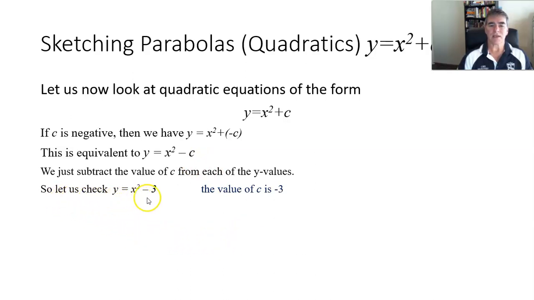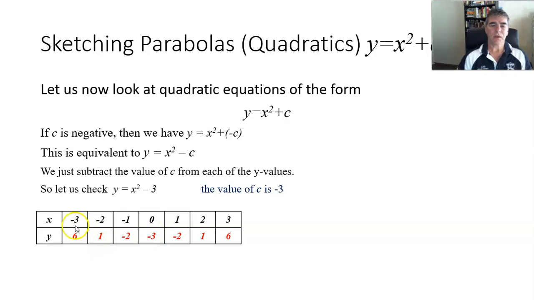y equals x squared take away 3. So just recognizing that c is -3, which means we're going to subtract 3 from all of our y values in the table. So 9 take away 3 gives us our 6. -2 squared is 4. Take away 3 is 1, etc. So there's our completed table.